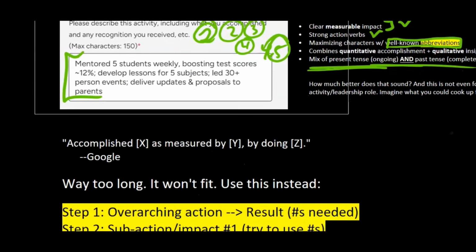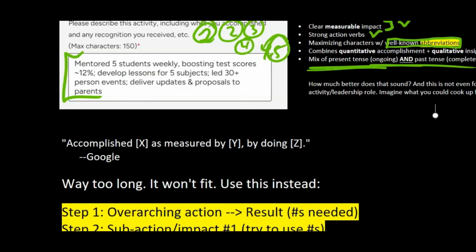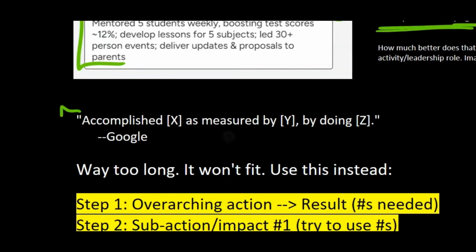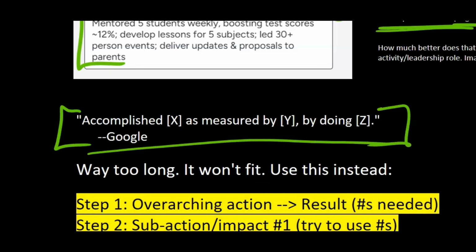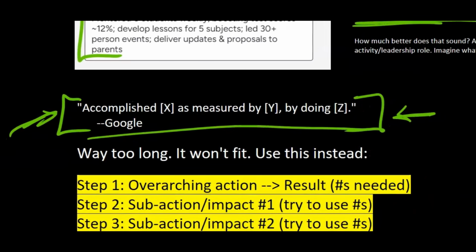But now let's move on to the actual formula, right? So I want to start off with this quote by Google. Accomplished X as measured by Y by doing Z. So this is more applicable to a resume for job applications, right? It's not targeted towards high schoolers by any means. But I think we can learn something from this, because this thing right here is great, right? By being detailed and showing those stats and being quantifiable, but it's way too long. It's not going to fit, right? It's not going to fit in those 150 characters that you get for your extracurricular descriptions.